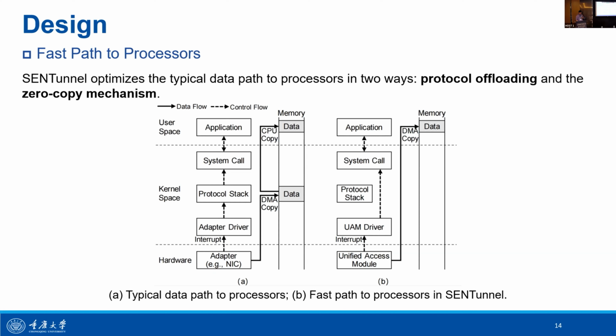Centano optimizes the typical data path to processors in 2 ways. First, protocol processing is offloaded to the unified access module. Second, the CPU copy is avoided.